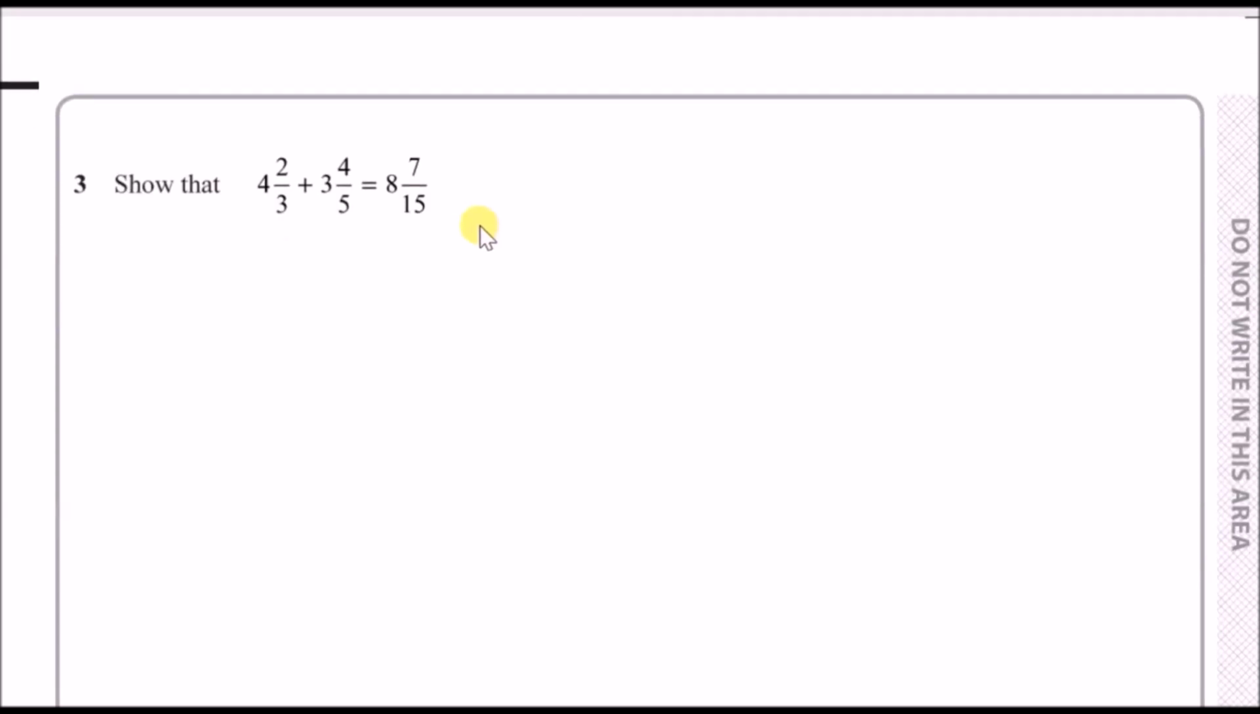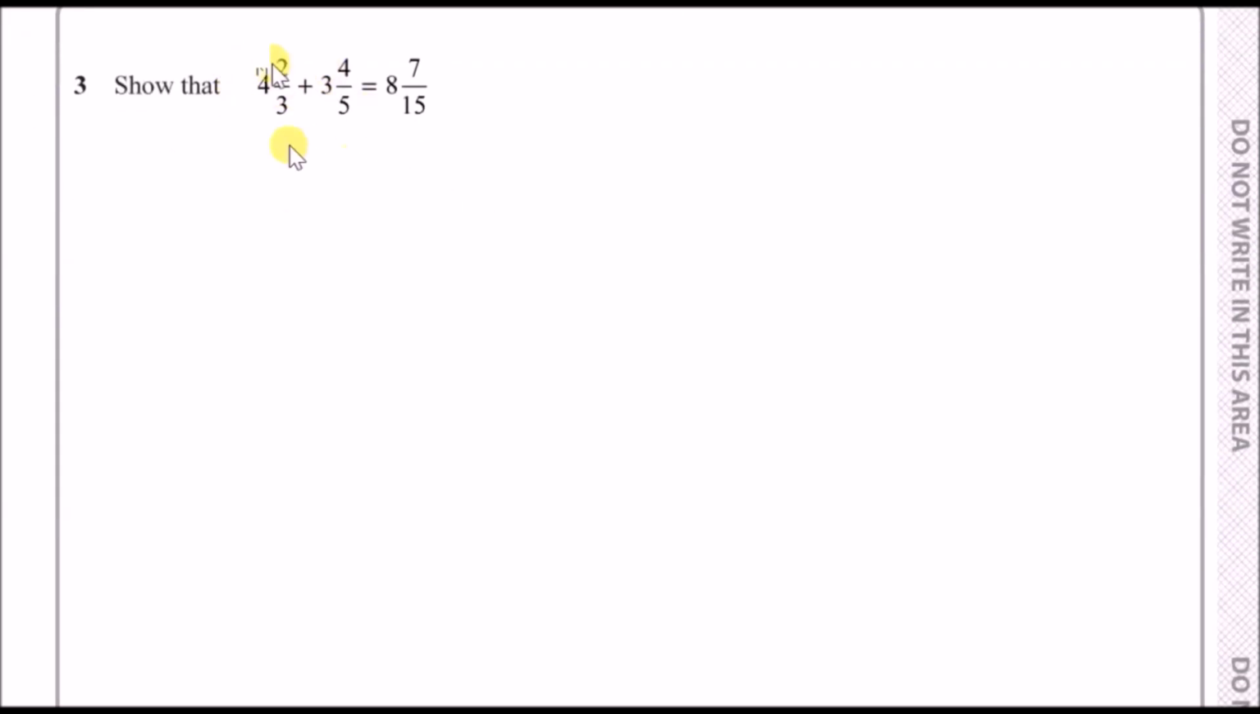So first things first, guys, always exchange these into improper fractions, yeah? So to change this one to an improper fraction, the trick is to multiply the whole number with the denominator. So 4 times 3 and add it to the top. So that's going to give you 12 plus 2, which is 14, and that's over 3. Same thing for the next one. 3 times 5 is 15. Add 4 gives us 19.